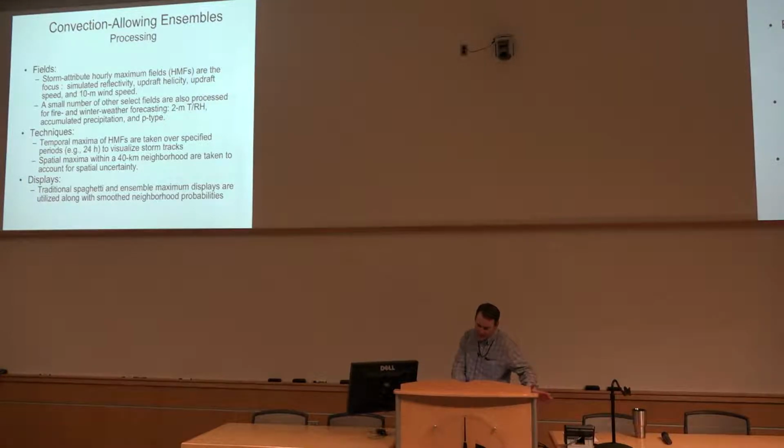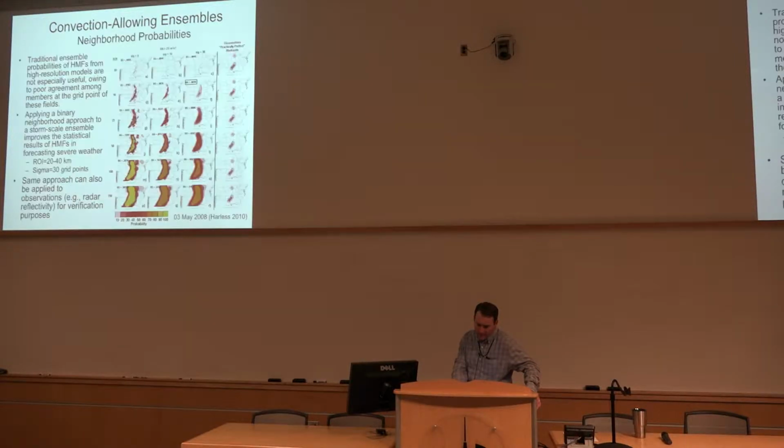So we do some processing of the storm attribute fields. As I mentioned before, the forecasters really like the temporal aggregation of these hourly max fields, so that's how we display it. And also, we use a spatial maxima or neighborhood approach. We use 40 kilometers because our probabilistic definitions at SPC are within 25 miles, so that's roughly equivalent. And so we can get probabilities that are relative to our outlooks. Amy Harless was a grad student here, and she did some work on looking at what's the appropriate neighborhood and so forth.